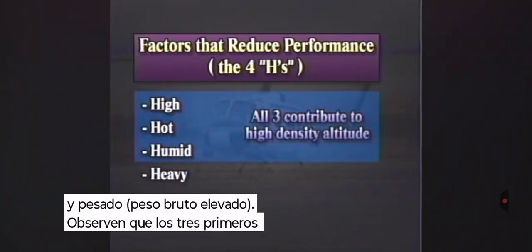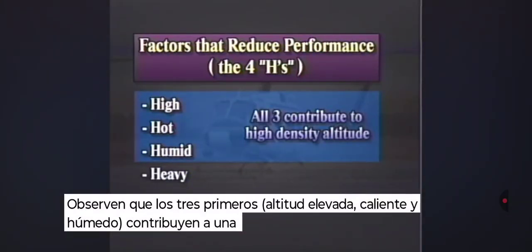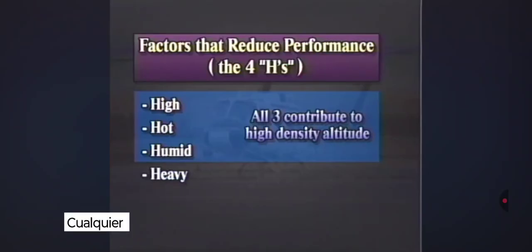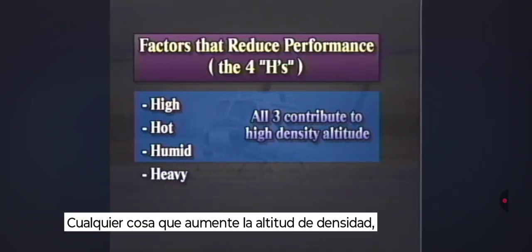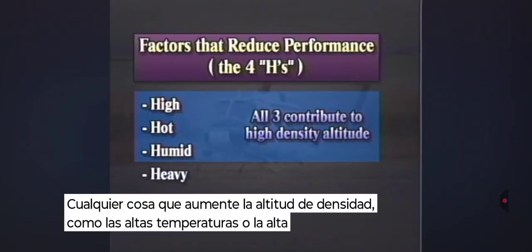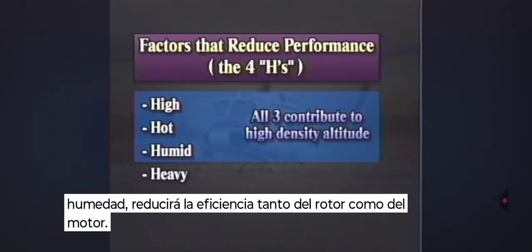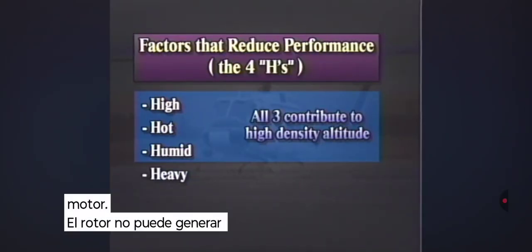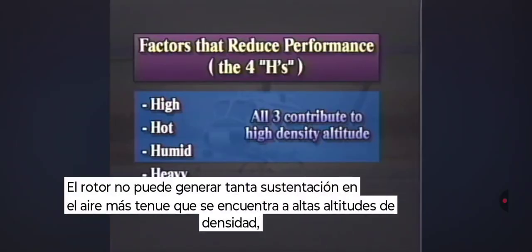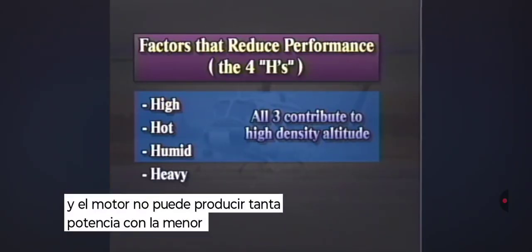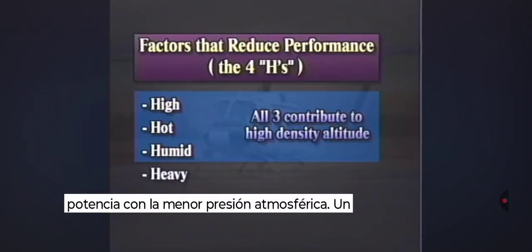Notice that the first three, high, hot, and humid, all contribute to high density altitude. Anything that increases density altitude, such as hot temperatures or high humidity, will reduce both rotor and engine efficiency. The rotor can't generate as much lift in the thinner air found at high density altitudes, and the engine can't produce as much power in the decreased atmospheric pressure.